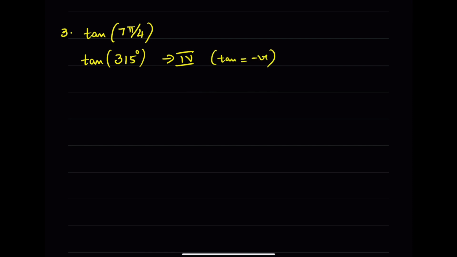So we know that in fourth quadrant tan is negative. So let's rewrite this as tan of 360 minus 45. So this is tan of 2 pi minus x, which is minus tan x, and x is 45 degrees here. So the value we would get is minus 1.